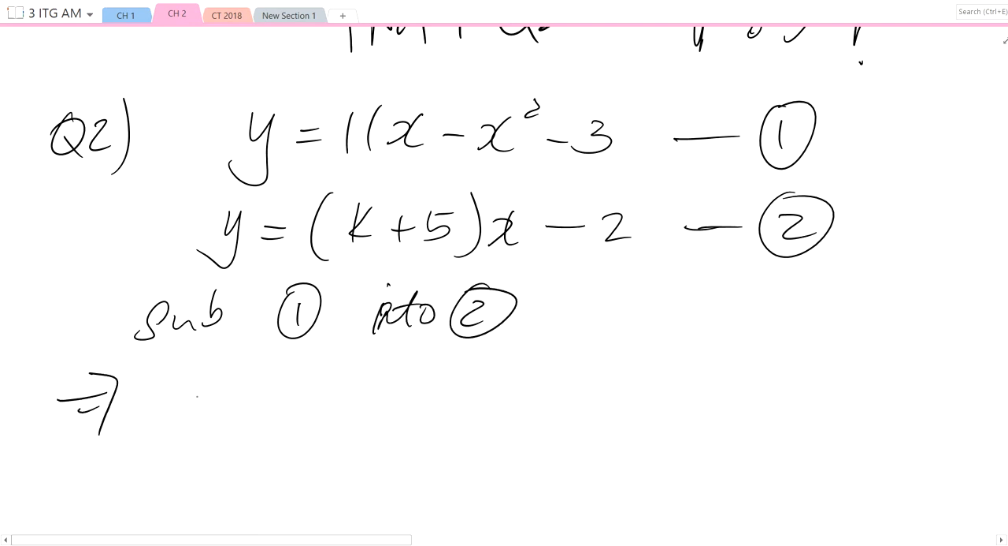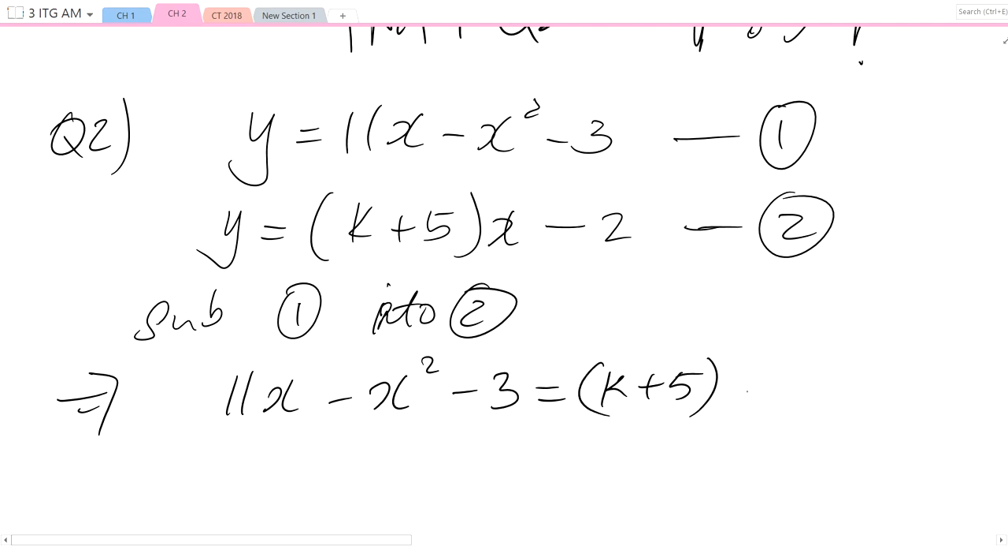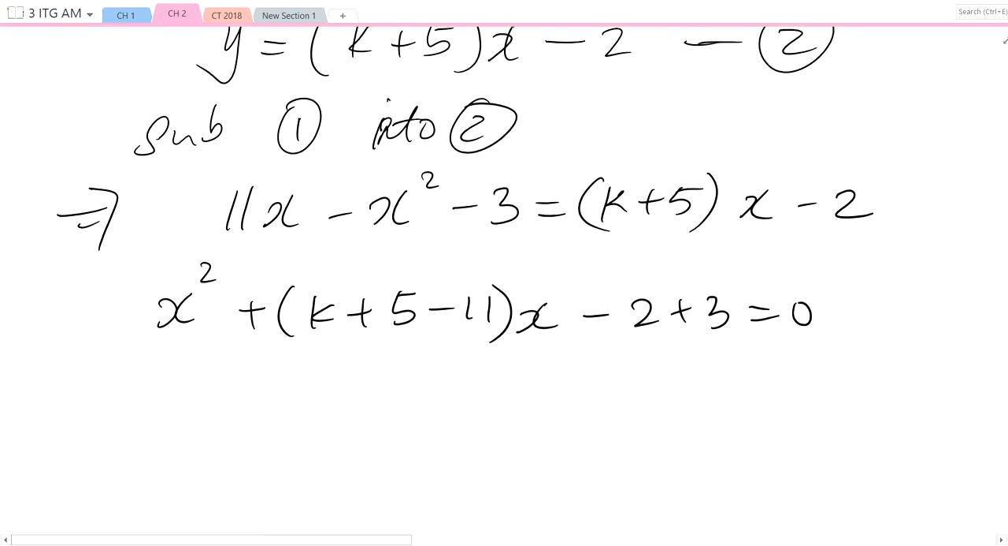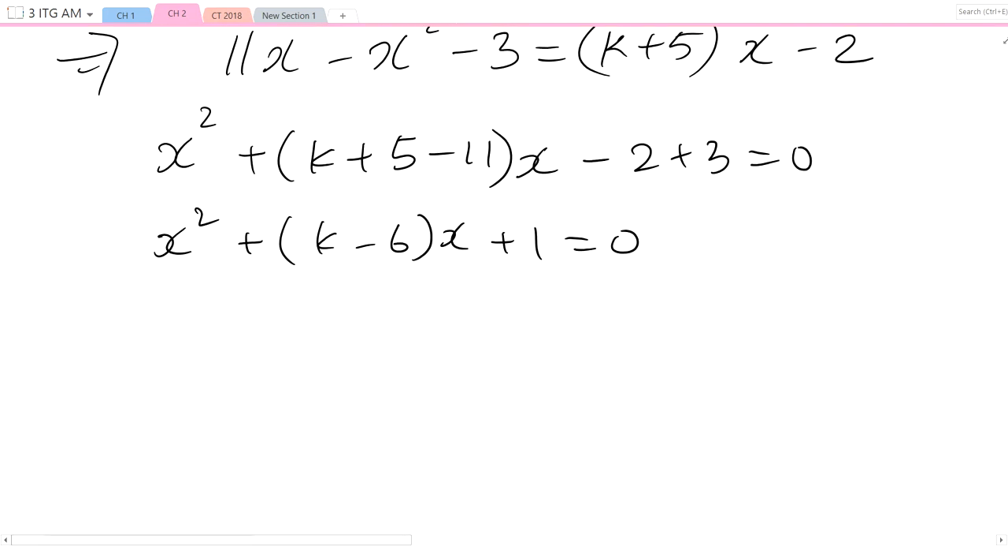So we get 11x minus x squared minus 3 equals k plus 5 x minus 2. I want to change it into ax squared plus bx plus c. So we have x squared plus k plus 5 minus 11 x minus 2 plus 3 equals 0. So x squared plus k minus 6 x plus 1 equals 0. Do you all have this? Or did I make any careless mistakes?